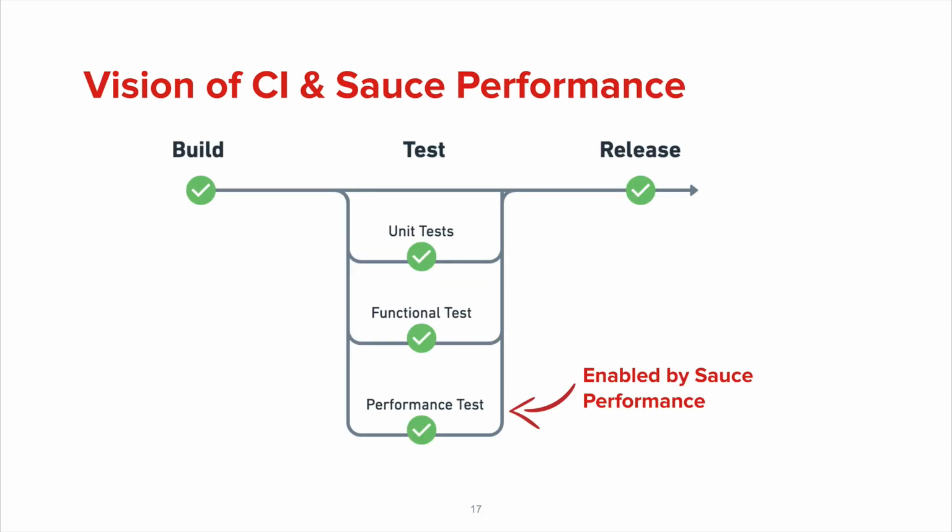So how do you take advantage of all these features and functionality in the context of continuous integration systems? Our vision behind SaaS performance is that it should be used to enable an additional performance testing step in your continuous integration system.